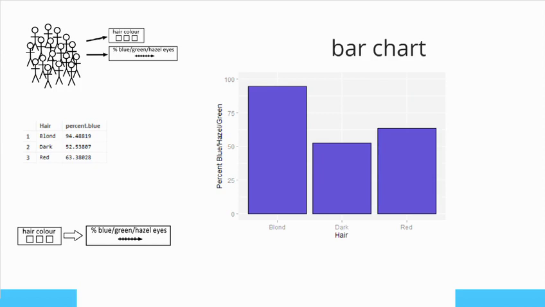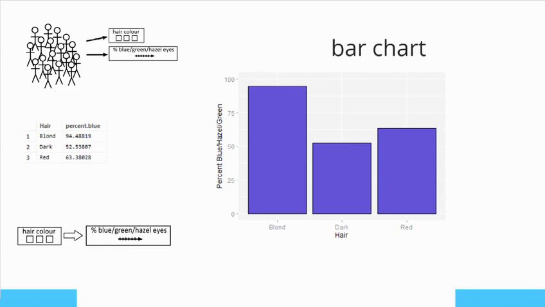Okay, so there I am. I have almost 100% of the blonde people have blue eyes. About half the dark-haired people have blue eyes, and a little bit over half the red-haired people have blue eyes, which is what I noticed earlier. That was my good suggestion, but this is being more accurate so I can tell the difference.